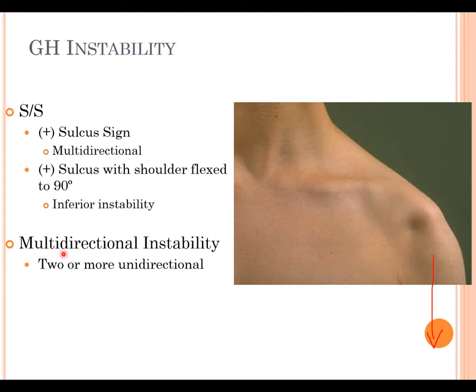And then multidirectional instability is defined as 2 or more unidirectional problems. So these people are going to have laxity and increased range of motion, increased motion in general in multiple planes. We can also do a sulcus sign with the shoulder flexed to 90 degrees, and that's going to indicate we have an inferior instability. So these are all just ways to test for general glenohumeral instability. Sulcus sign is going to give you information, but it's not going to necessarily give you any kind of diagnosis.